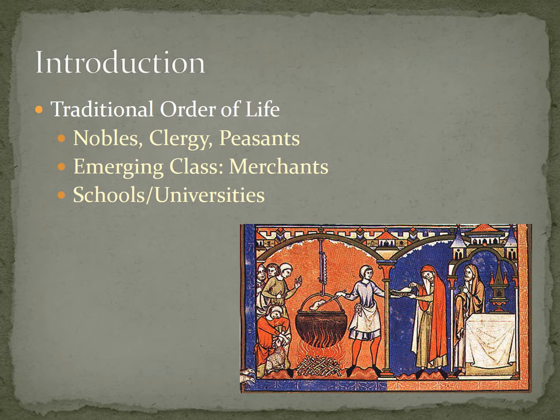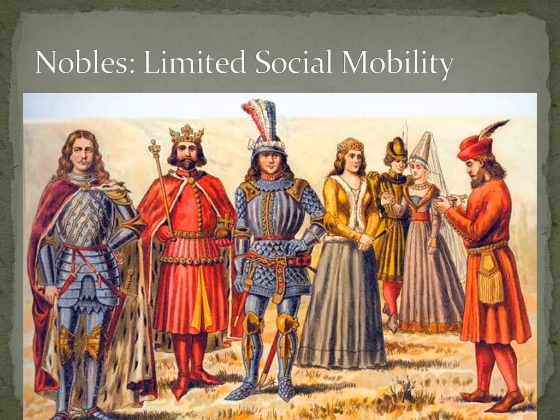So the three primary classes that we tend to think about are the nobles or the upper classes, then the clergy, those who serve the church, and then of course the peasants. We'll briefly chat about some of the details that make each of those unique. And then the emerging class, which is developing in the 11th, 12th, 13th centuries, is the merchant class. We're going to talk about its impact on medieval society moving forward, and then a little bit about some of those schools and universities.